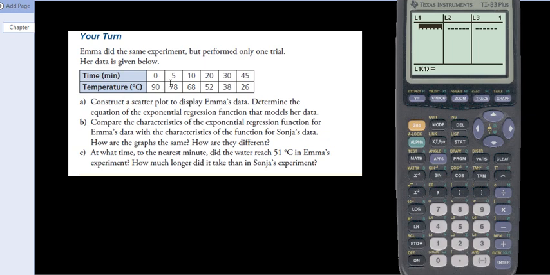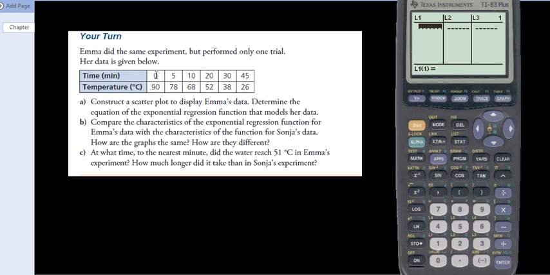But we want to create a scatter plot. So which is going to be the x and which is going to be the y? Which one's going to be the x? Time or temperature? Time? Okay. Yeah, time is right. Now you know why time is right? Why is time the independent variable?